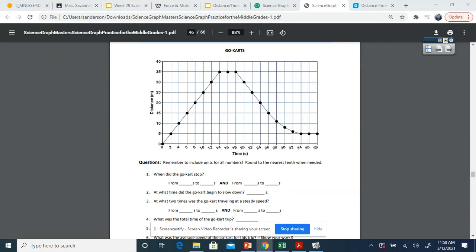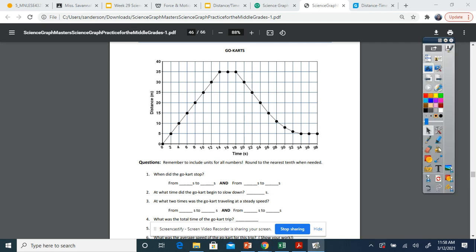Hey guys, so today we're going to still focus on distance and time graphs. We know that our distance is represented on the y-axis and that our time is represented on the x-axis. So we're going to look at this graph, which represents go-karts, and answer the questions together.